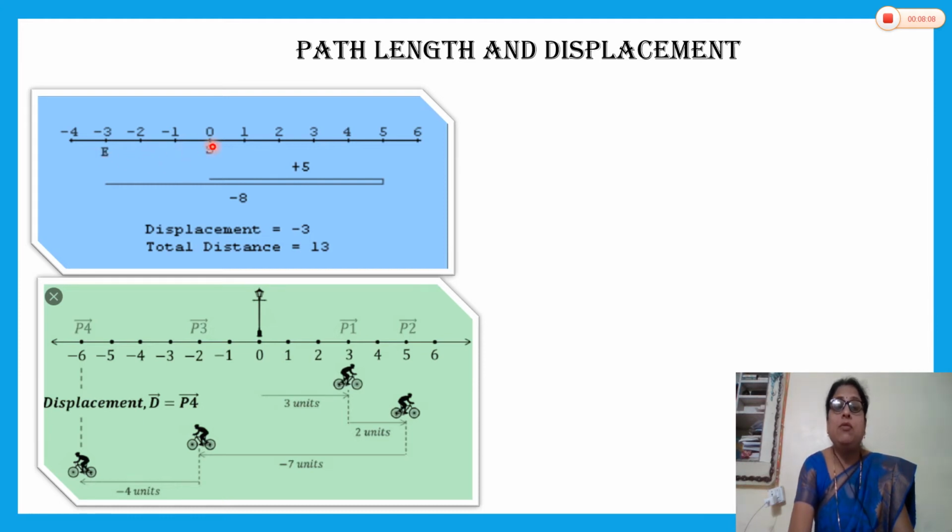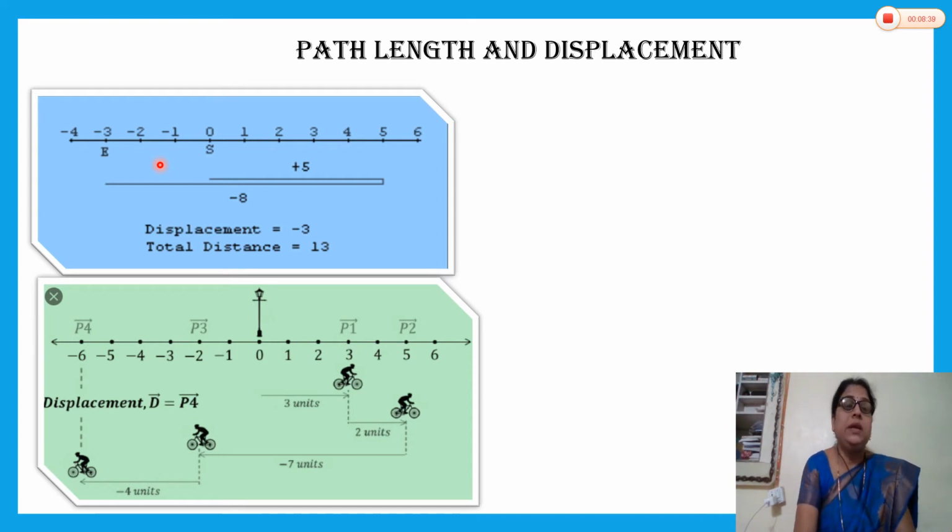But actually what is the path? What is the total distance? It goes from S up to point 5 and then returns to the point E. So here the total distance is 13 unit. See here, plus 5 and minus 8. You have to add the total distance. We will not consider the direction here. So the total distance is 13 unit and the displacement from point S to E, that is the shortest distance, is minus 3 unit.